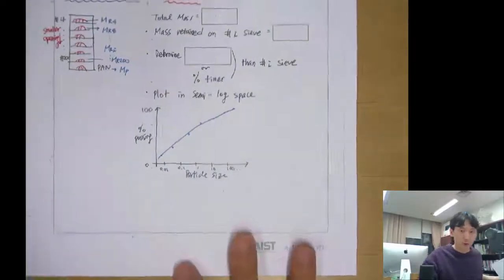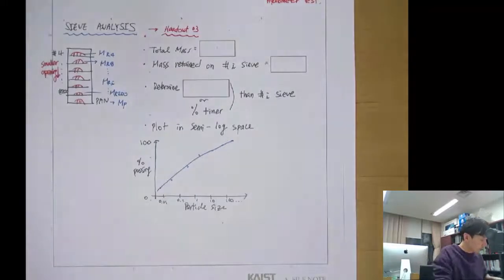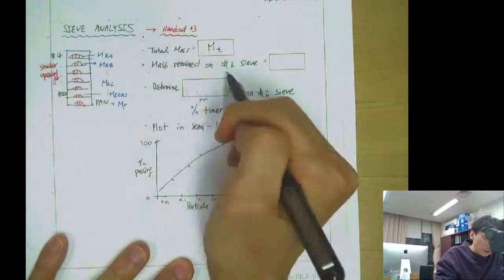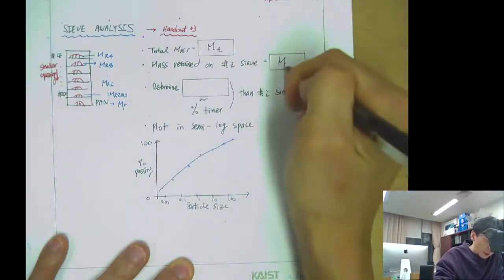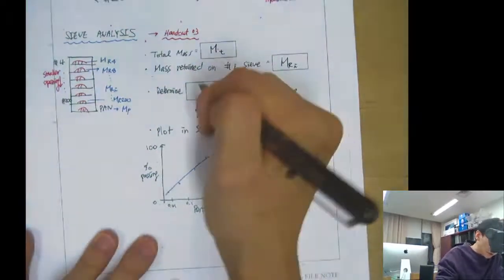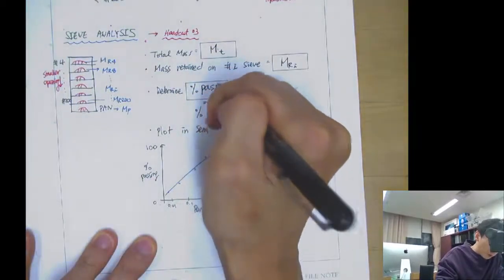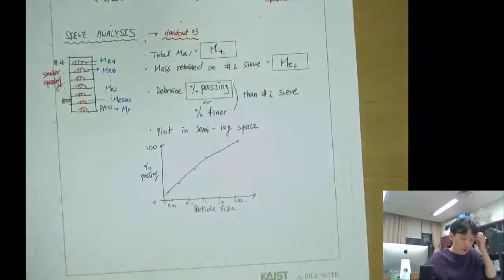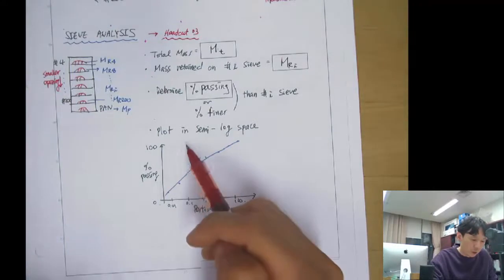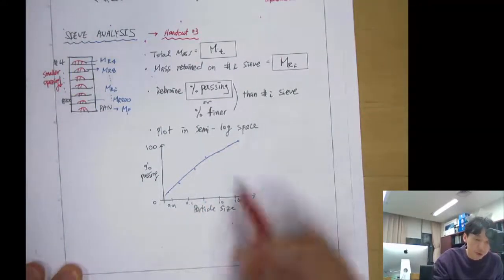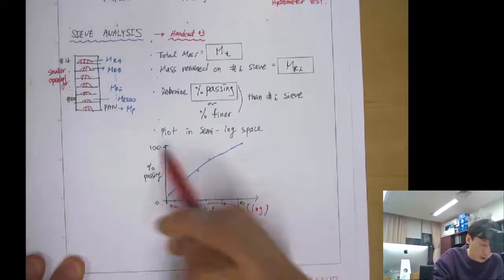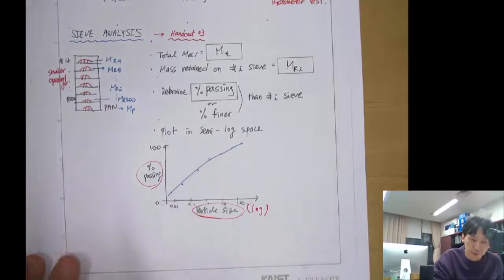Okay, we can go back to here. So we have a total mass, which is M_T, and the mass retained on the ith sieve is M_R_i, and you can determine the percent passing, or percent finer than, the corresponding ith sieve. Then you can plot it in the semi-log space. So the x-axis is the particle size in log scale, and the y-axis is the percent passing in linear scale.